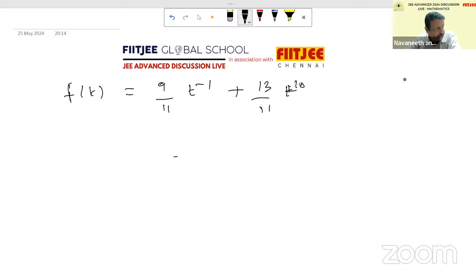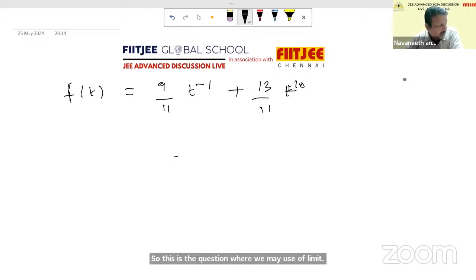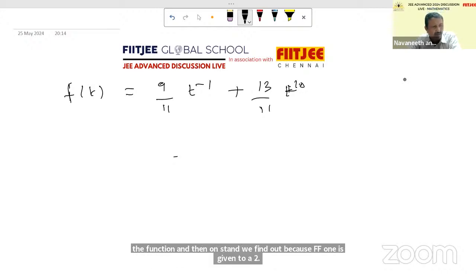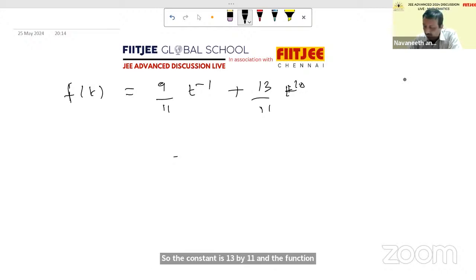So this is a question where we make use of L'Hospital's rule, and we get a linear differential equation, and we multiply with the integrating factor, and then get the function. And the constant we find out because f of 1 is given to be 2. So the constant is 13 by 11, and the function is what we have found. And if options were given, we would accordingly check them. But since they are not given here, we can say this is the function.